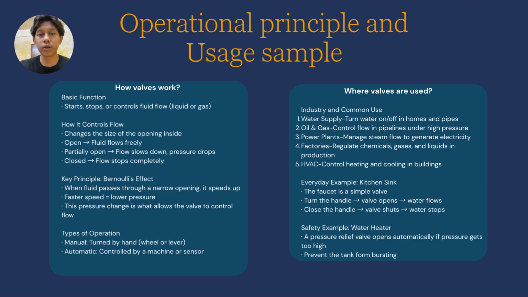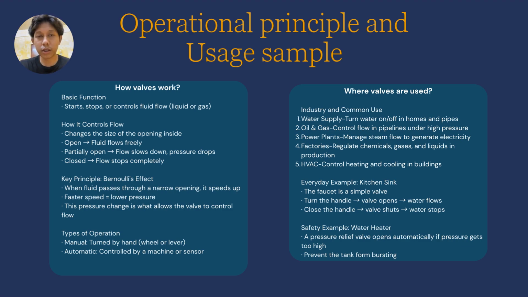So now I will briefly explain how a valve works and where it is used. So first, what does a valve do? Its basic function is to start, stop or control the flow of a liquid or gas. It controls flow by changing the size of the opening inside. When the valve is open, the fluid flows freely. When it is partially open, flow slows down and pressure drops. And when it is closed, flow will stop completely.